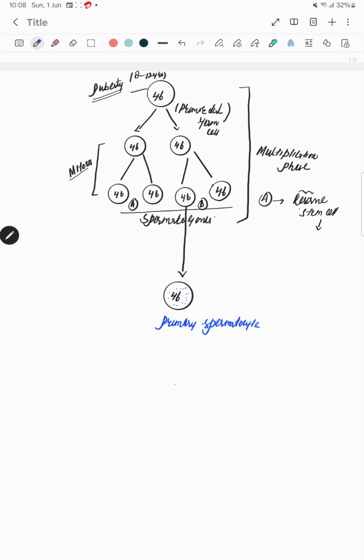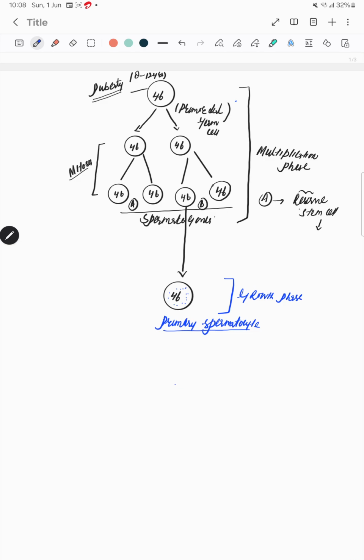Near the sperm cells or near the primordial cells, there are other cells known as Sertoli cells. Sertoli cells give nourishment to this spermatogonia and it gets converted into primary spermatocyte. And remember, there is no change in the number of chromosomes or in the number of cells. Number of cells is only one. So this phase is known as growth phase.